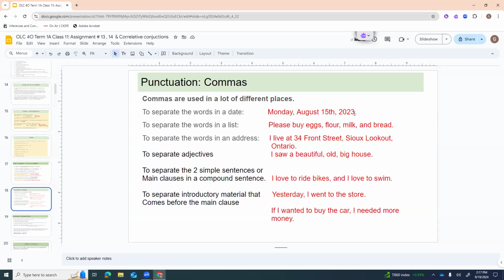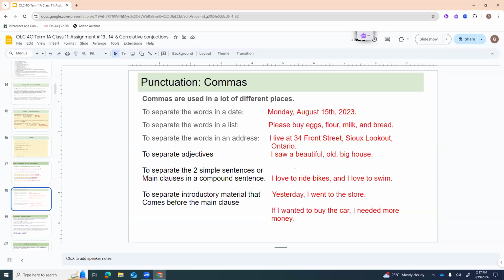comma, 2023. We also use them if we're separating words in a list. Please buy eggs, flour, milk, and bread. It could be actions in a list, like we're going to go swimming, riding, and hunting, and we would still use commas between those too. To separate the words in an address, I live at 34 Front Street, comma, Sioux Lookout, comma, Ontario. To separate adjectives, I saw a beautiful, old, big house. Now you can see this is kind of because it's a little bit like a list, right? But it's a different kind of list.